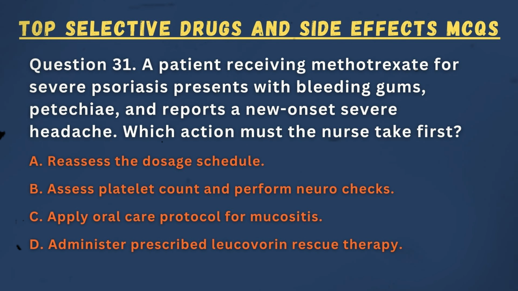Question 31. A patient receiving methotrexate for severe psoriasis presents with bleeding gums, petechiae, and reports a new onset, severe headache. Which action must the nurse take first? A. Reassess the dosage schedule. B. Assess platelet count and perform neurochecks. C. Apply oral care protocol for mucositis. D. Administer prescribed leucovorin rescue therapy.